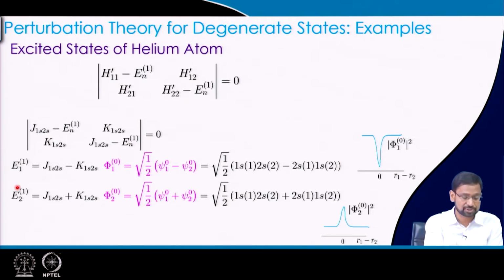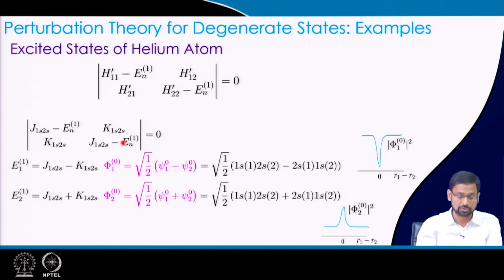So, we see that the first order energy correction shows that the 2 energy levels will have different first order corrections. Therefore, the degeneracy of these 2 levels is going to be lifted, and the energies depend on the Coulomb and exchange integrals.